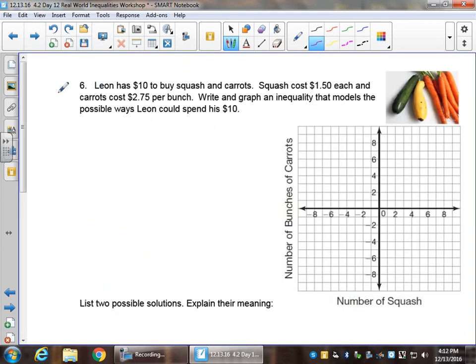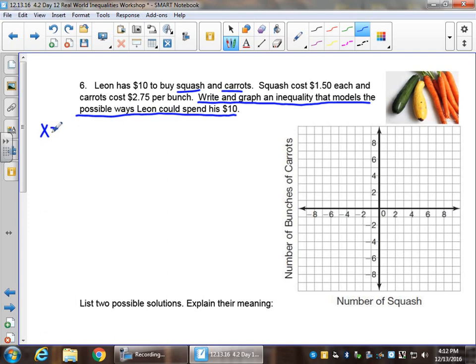Number 6. Leon has $10 to buy squash and carrots. Squash costs $1.50 each, and carrots cost $2.75 per bunch. Write and graph, let's underline the question, write and graph an inequality that models the possible ways Leon could spend his $10. Reason, what is he spending his $10 on? He's buying squash and carrots.